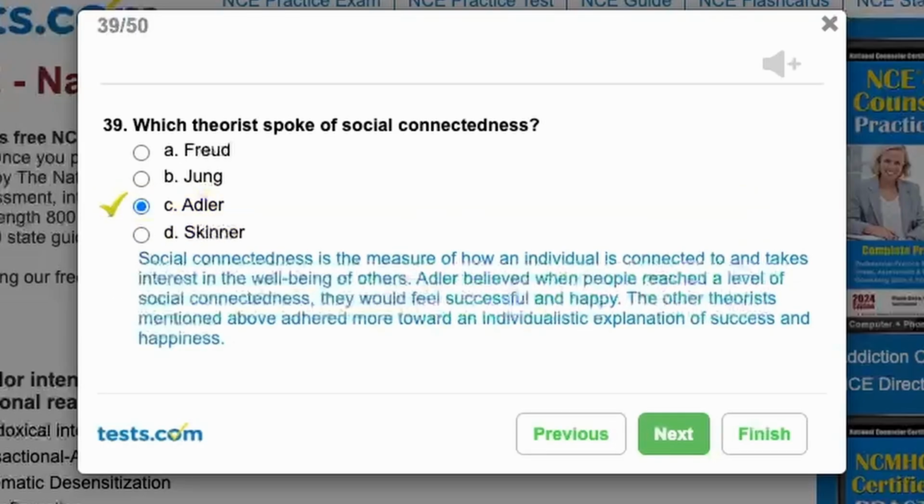C. Social connectedness is the measure of how an individual is connected to and takes interest in the well-being of others. Adler believed when people reached a level of social connectedness, they would feel successful and happy. The other theorists mentioned above adhered more toward an individualistic explanation of success and happiness.